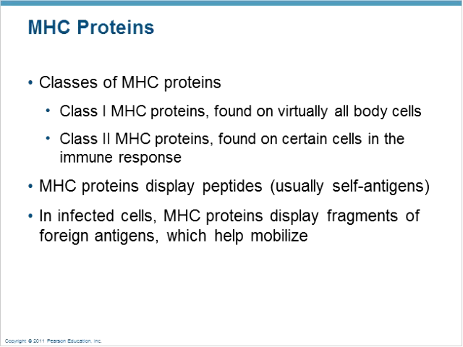MHC proteins have classes, which include class 1, which is found in virtually all body cells, and class 2, which is found on certain cells in our immune system. MHC proteins display peptides, usually self-antigens, and in infected cells, MHC proteins display fragments of foreign antigens, which helps to mobilize our immune response against those cells. So our body says, those antigens are not normal, and we need to attack that.